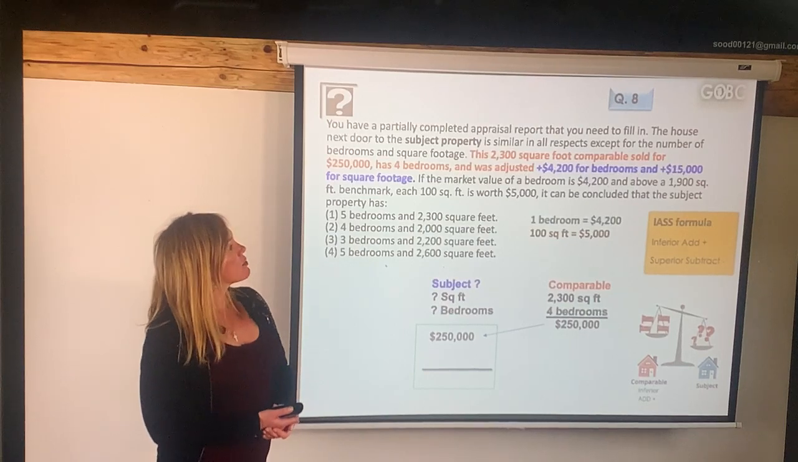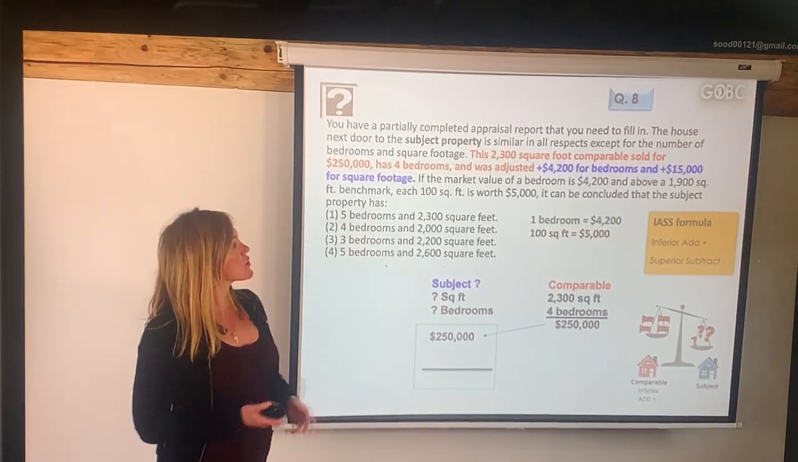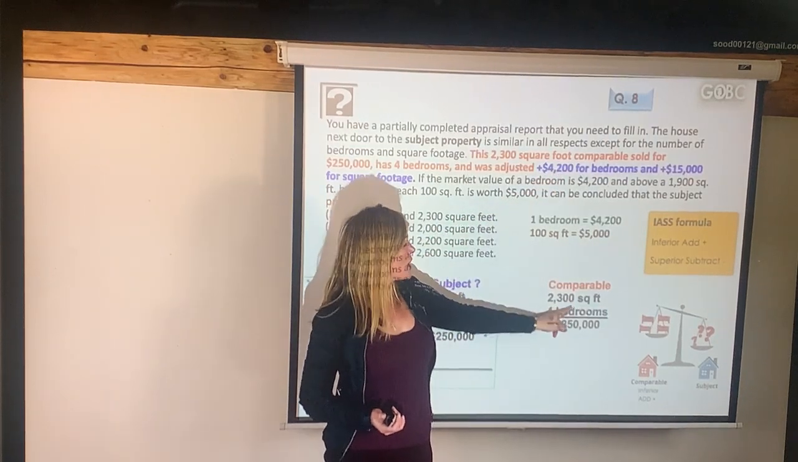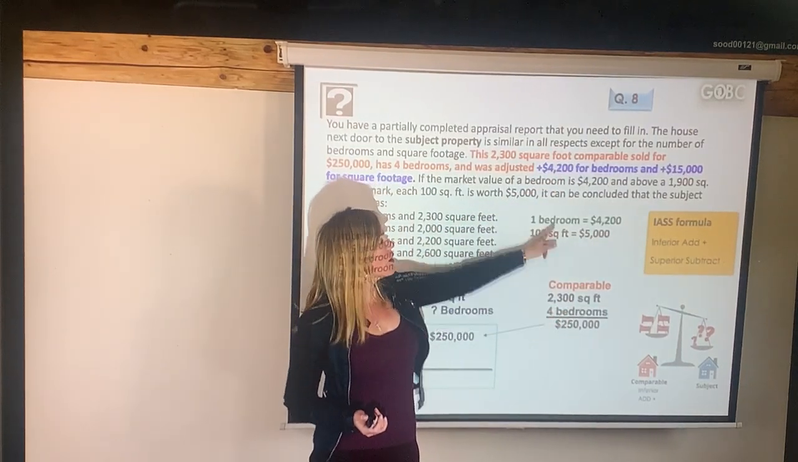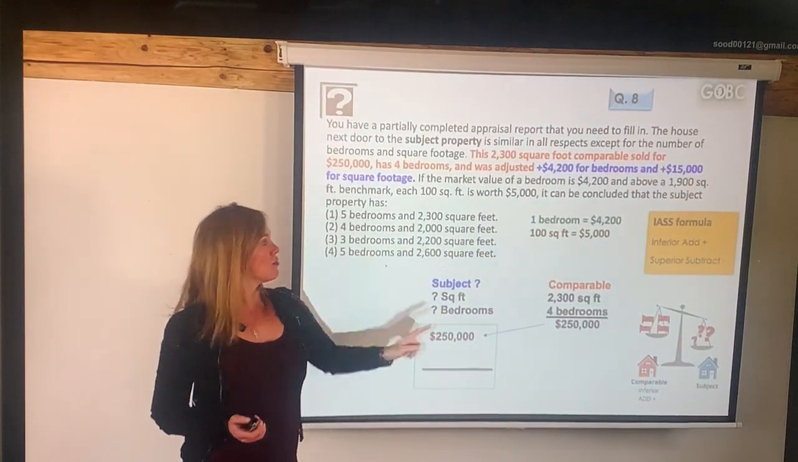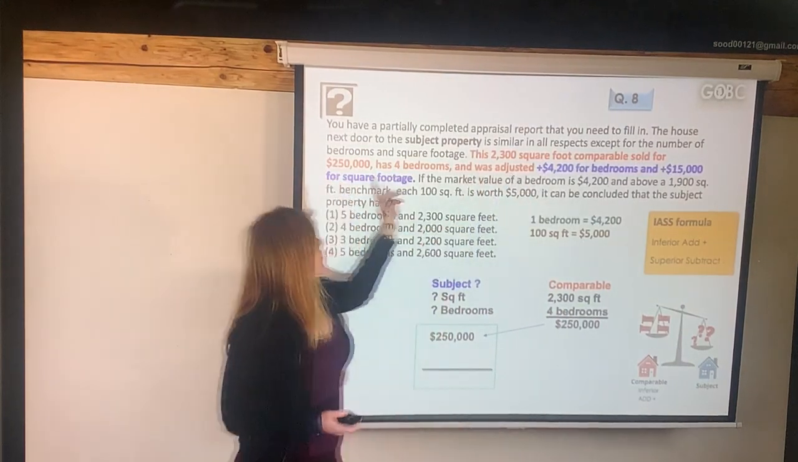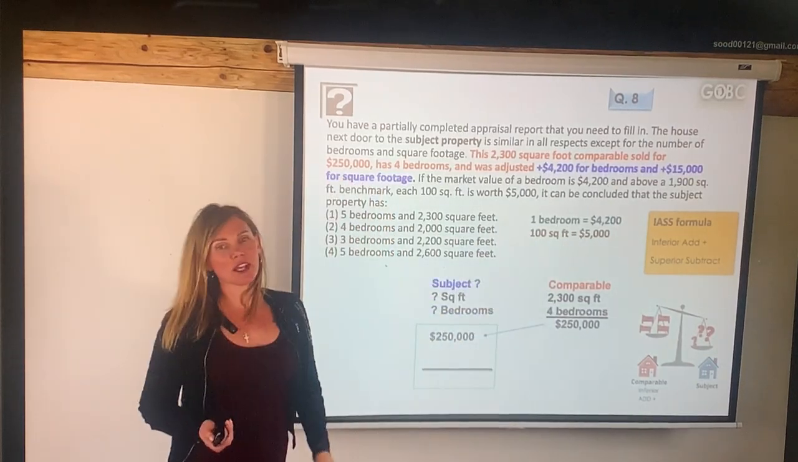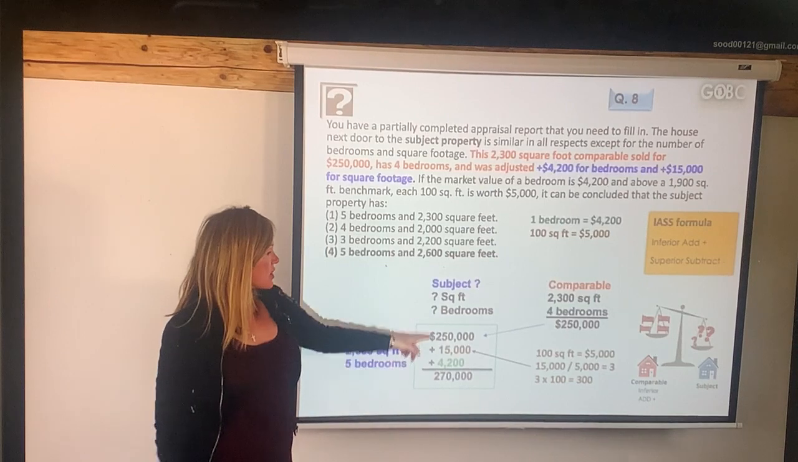And then they say the market value of the bedroom is 4,200, 100 square foot is 5,000. So it adjusted by plus 4,200. That means it has more bedrooms by how many? By 1 bedroom more. So that means my subject property will have 1 extra bedroom, okay? And then adjusted by $15,000 for square footage. If 100 square foot is worth 5,000, that means I'm going to be adding how many? I'm going to be adding 3 times more square footage, right? So that's what just happened in here.